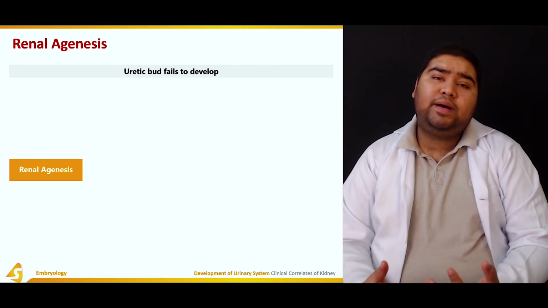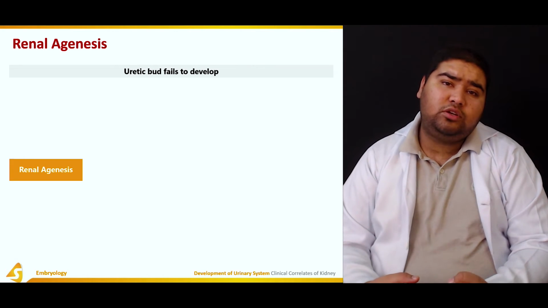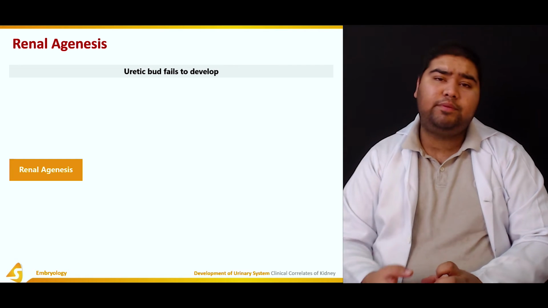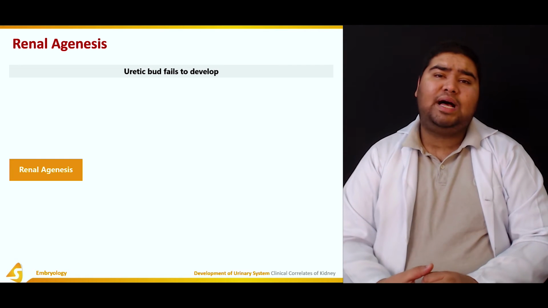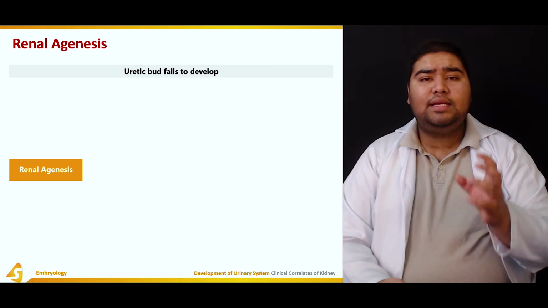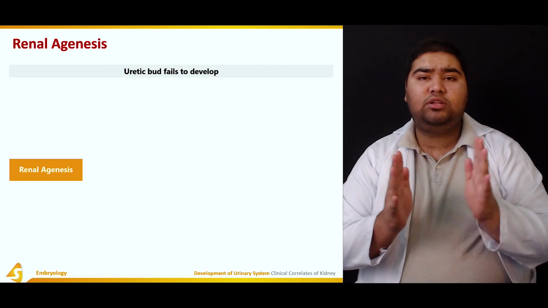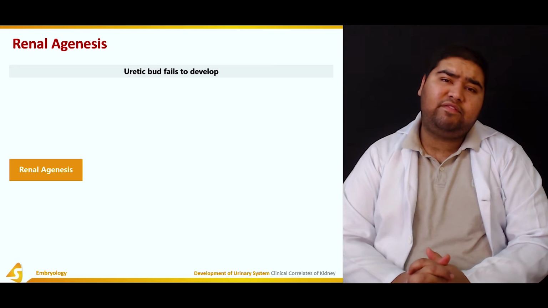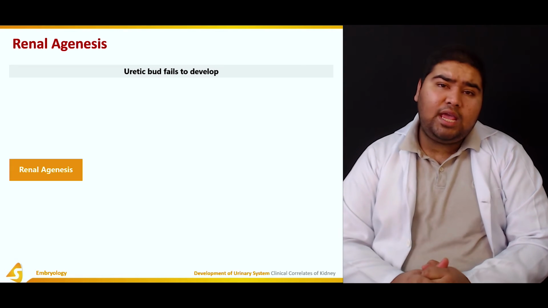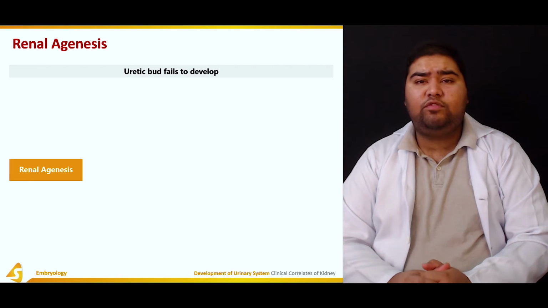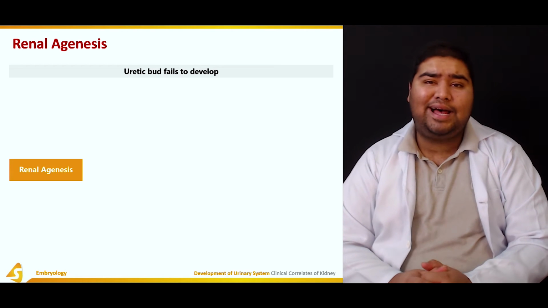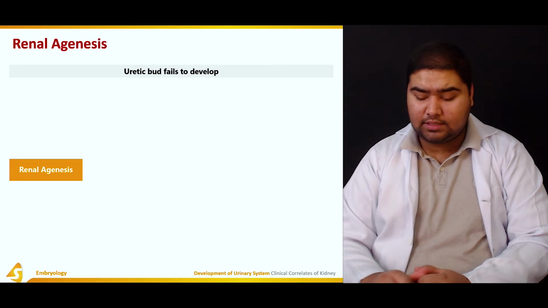So the ureteric bud is very important in the formation of kidney because the tip of the ureteric bud is actually covered by the metanephric blastema, and this association between the ureteric bud and the metanephric blastema is very important for the development of the normal kidney. If that does not occur, renal agenesis at that site may take place.